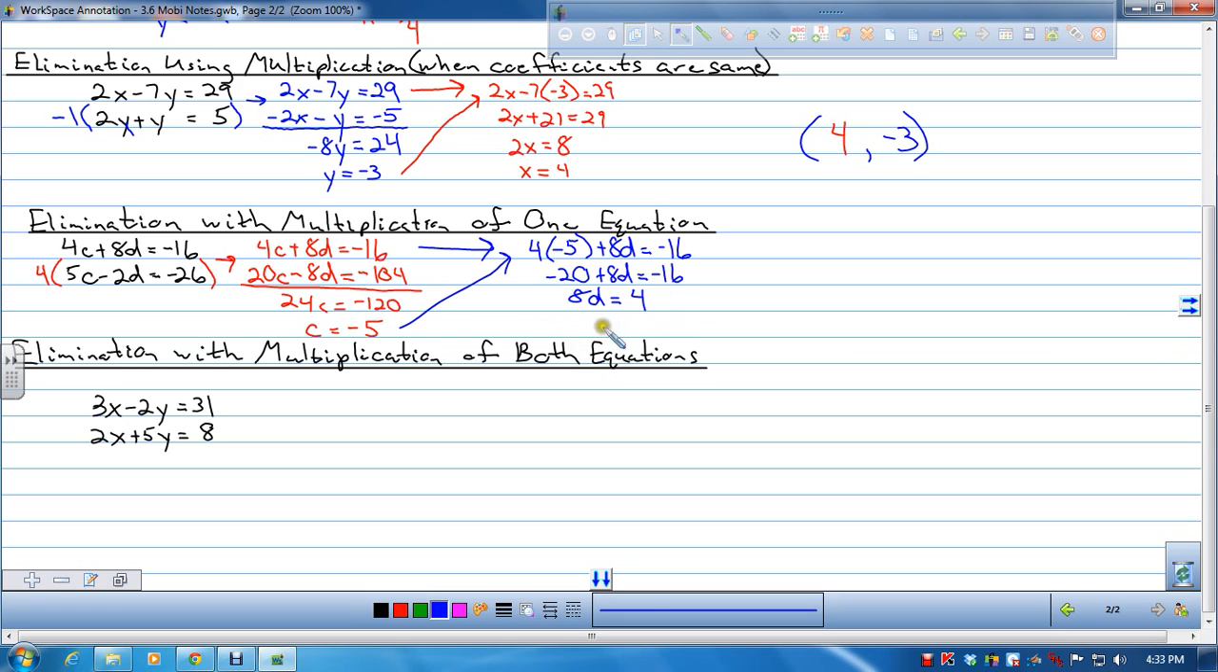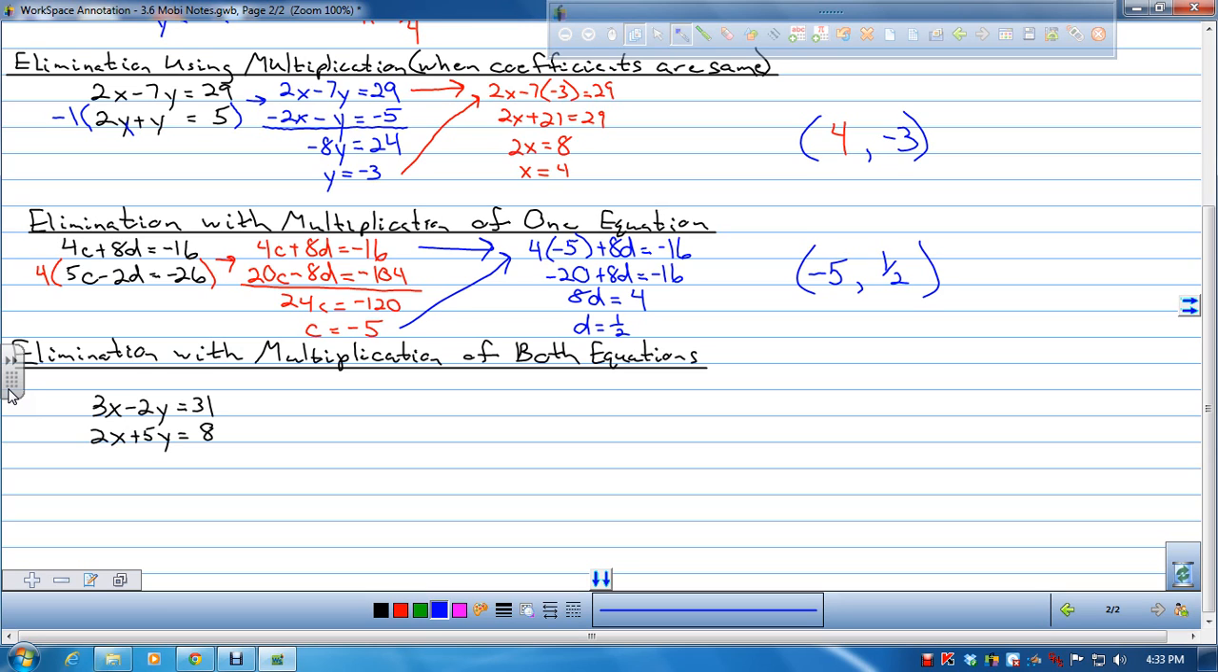8d equals 4 means I divide both sides by 8, which means that d would be 4 over 8, or 1/2. Okay, so the c would come first, -5, d after that, 1/2. If you're uncomfortable with the c and the d, you can make them into x and y. These are in standard form, so it would go x first, y second, and that's perfectly fine. Might be more comfortable with that when you go to graph it as well.